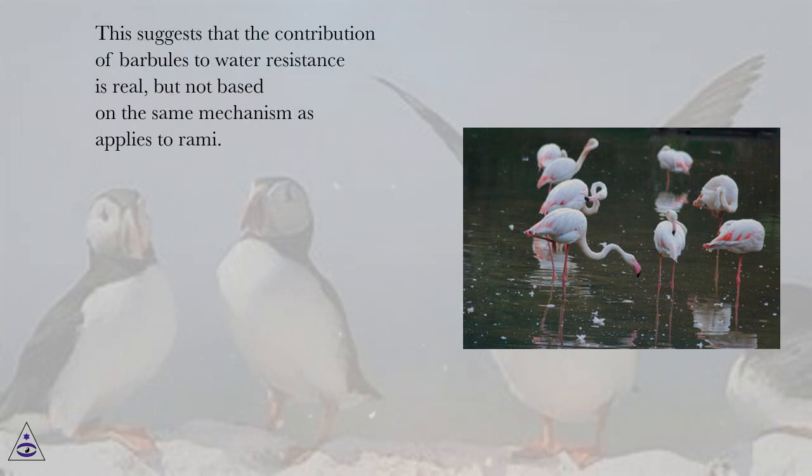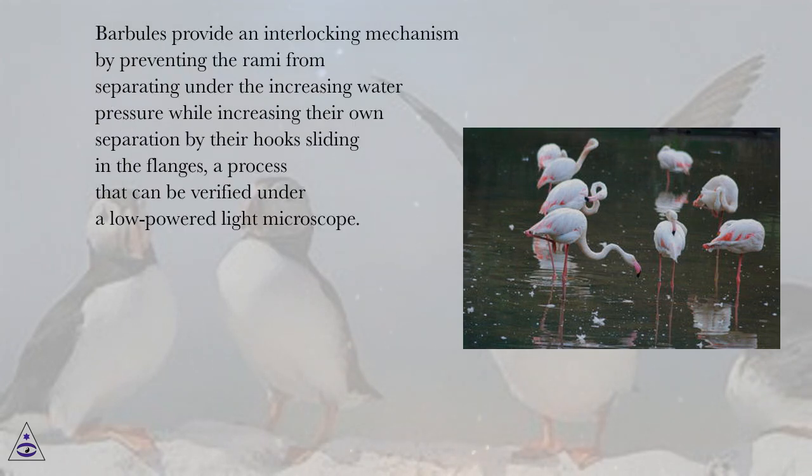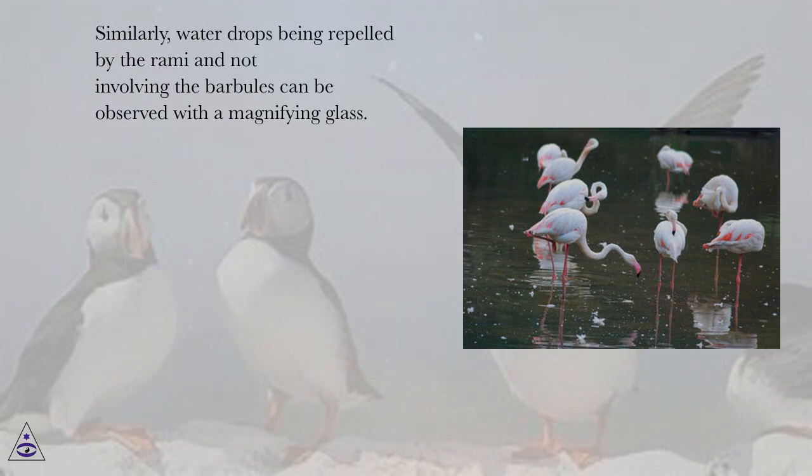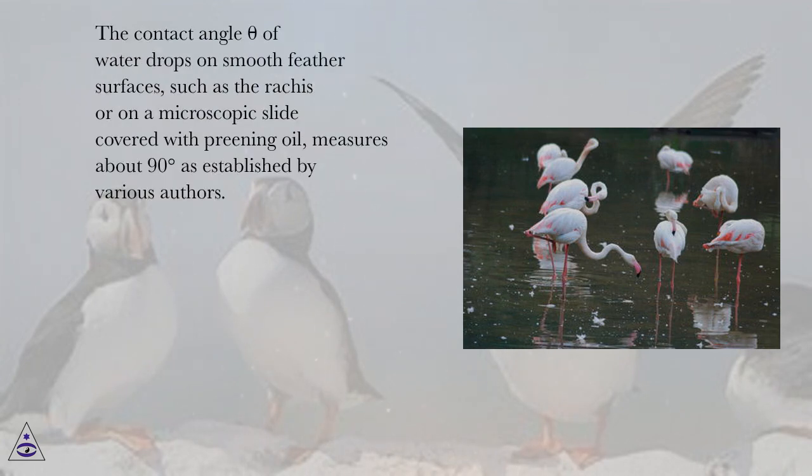This suggests that the contribution of barbules to water resistance is real, but not based on the same mechanism as applies to rami. Barbules provide an interlocking mechanism, preventing the rami from separating under the increasing water pressure while increasing their own separation by their hooks sliding in the flanges, a process that can be verified under a low-powered light microscope. Similarly, water drops being repelled by the rami and not involving the barbules can be observed with a magnifying glass. The contact angle theta of water drops on smooth feather surfaces, such as the rectrices or on a microscope slide covered with preening oil, measures about 90 degrees, as established by various authors.